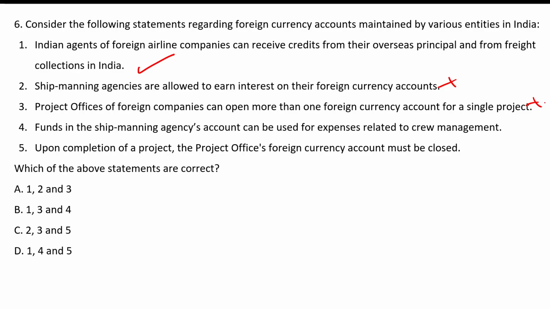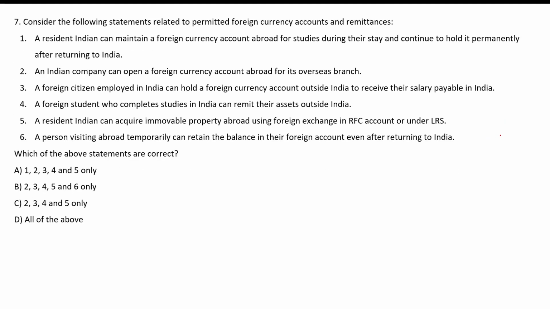Funds in the ship manning agency's account can be used for expenses related to crew management. So this is correct. Upon completion of project, the project office foreign currency account must be closed. Also correct. So 1, 4, and 5 are correct, making option D the correct answer for this question.